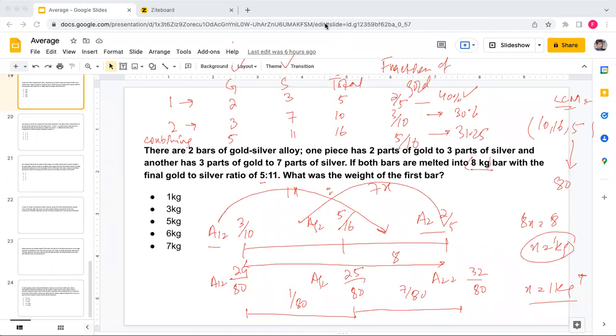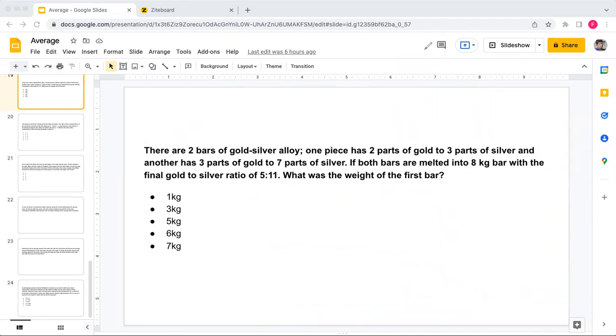Okay, let's try to solve this by the silver, not by the gold, to get a better idea. We have first one, second one, and a combined one. This is gold, silver, total, and ratio. The ratio, not fraction. And this is 2, 3, this is 3, 7, and this is 5, 11. Total 5, total 10, and total 16.